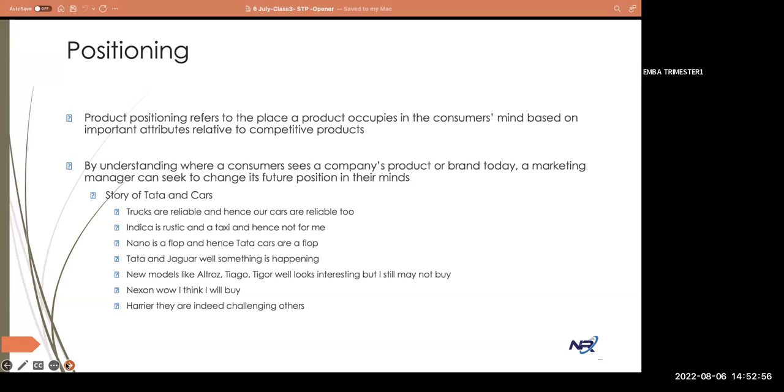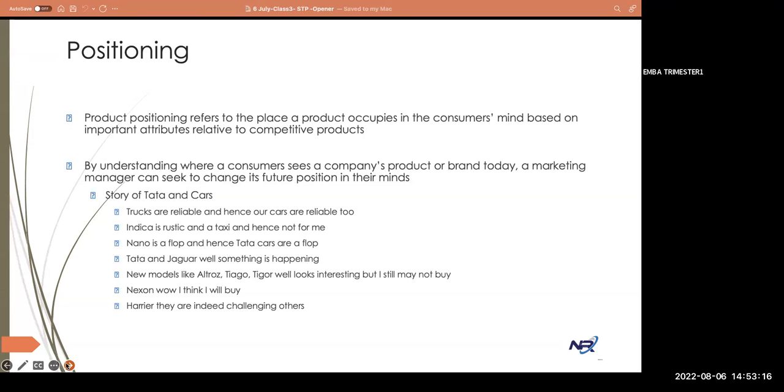The positioning of Tata was that all Tata products are for taxis. Tata products are a flop. And then for a long time, Tata was on the decline in the market share. And today, Tata is almost number 2. How did that happen? Tata started buying Jaguar.